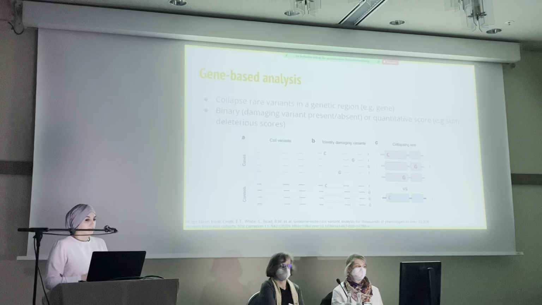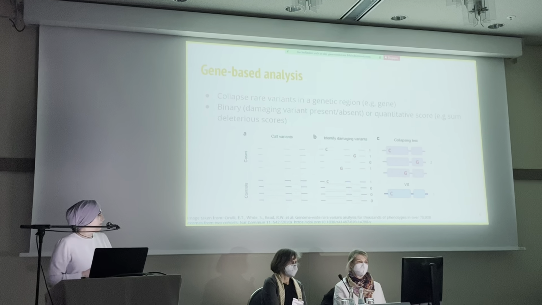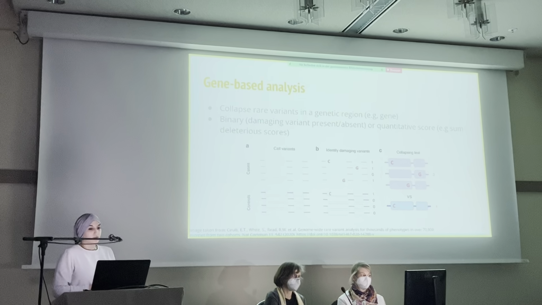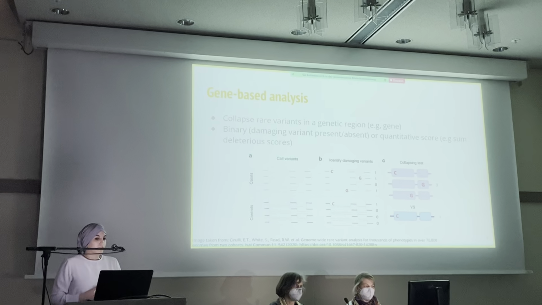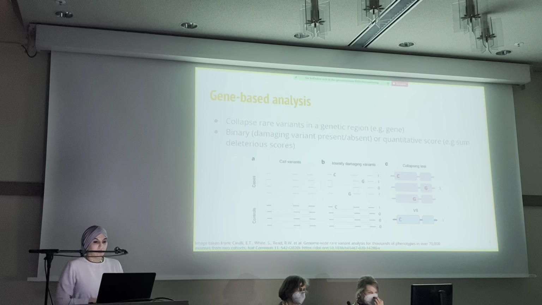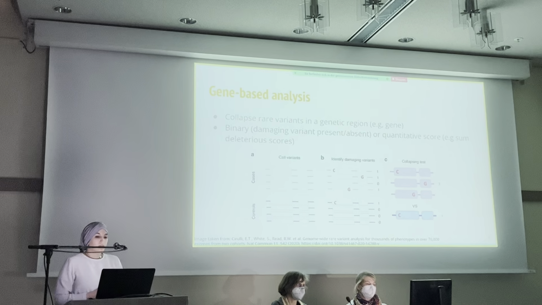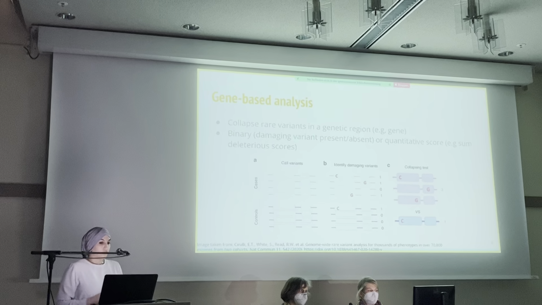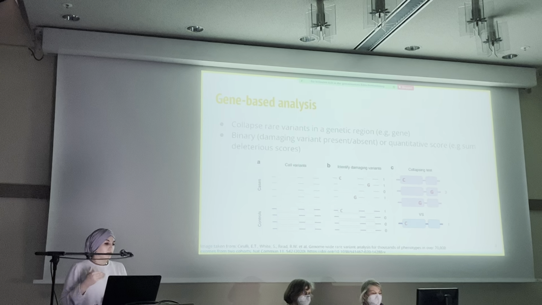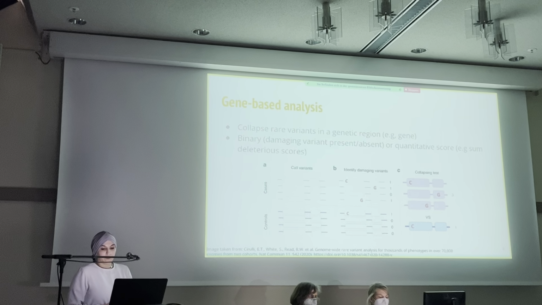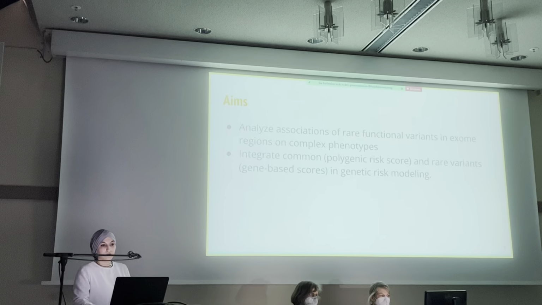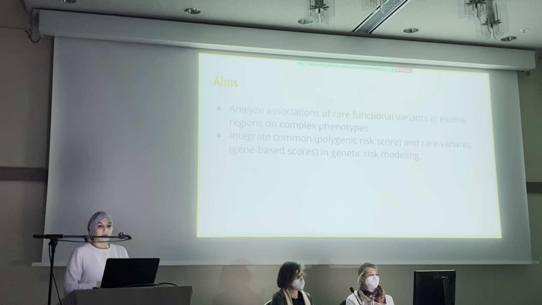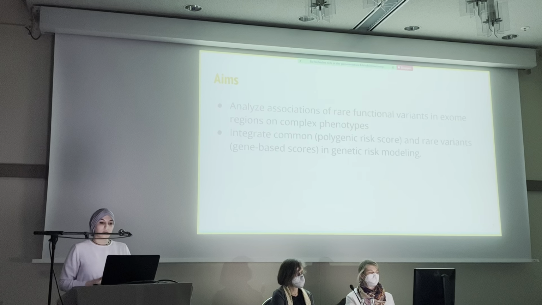Usually, first you identify the damaging variants, as shown in this figure. Once you identify them, you can either give them a binary or a quantitative score, depending on how you want to go about it. So there are multiple ways. Then you basically sum all these scores together into one score, and then you can do the association analysis.